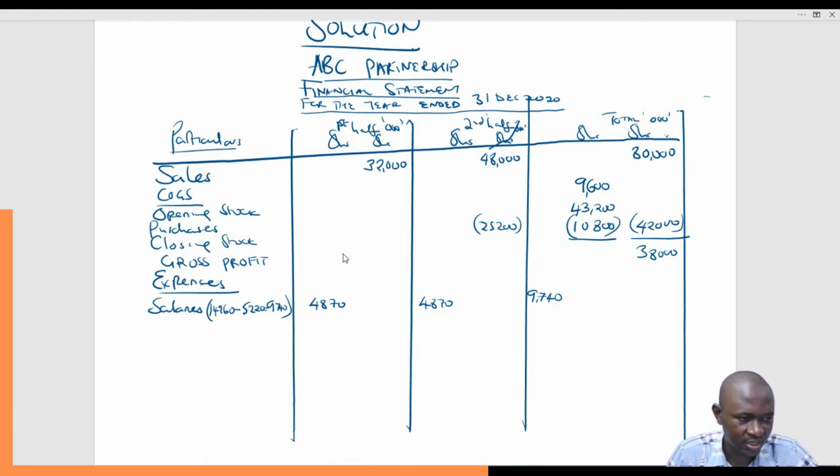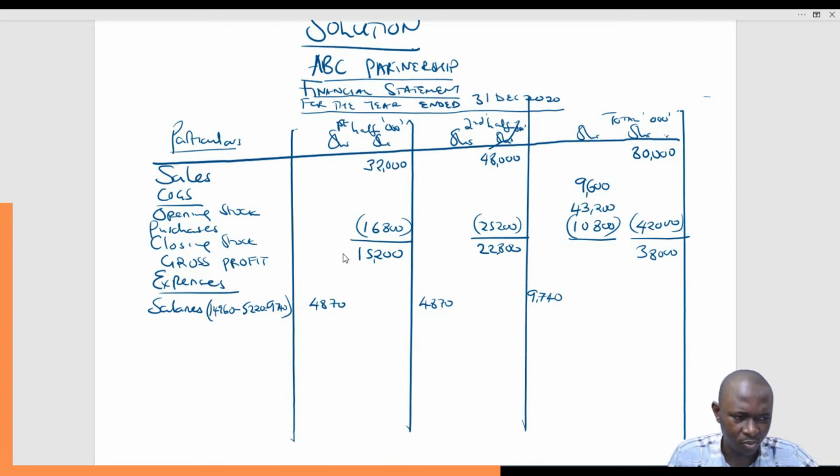So that will give us 16,800 as the cost of sales. Then we'll have here 15,000, minus 32,000. That will give us 15,200 as the gross profit for this first half. And then this one will give us 48,000 minus that, I think it will give us 22,800 as the gross profit for the second half.